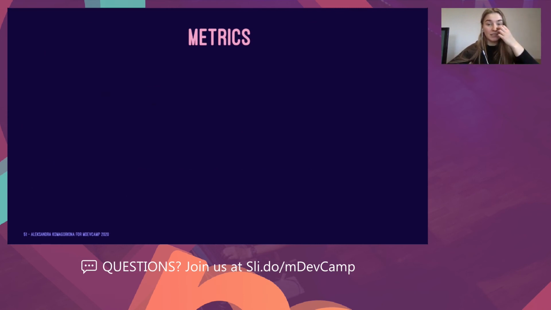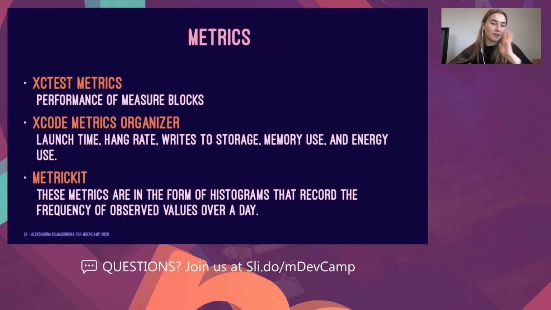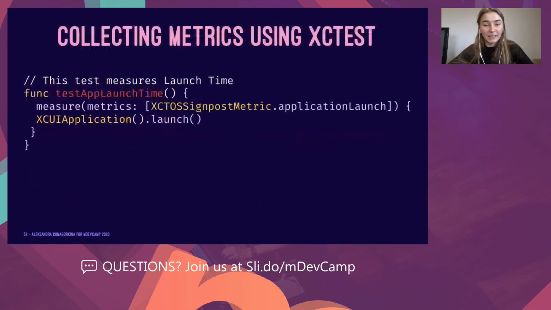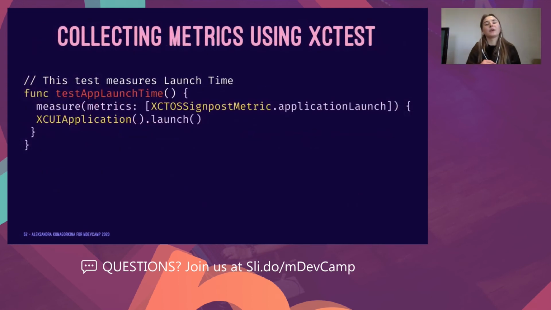A word about metrics. This is an amazing tool. It is very useful for long-term things. We can use XCTest metrics. We can use metrics organizer with MetricKit about different things. It is really easy to subscribe to them. So this is about how you can collect metrics with XCTest. This is just an example of how you can measure your launch time, which is pretty cool. I didn't know they could do it, but it's really nice.